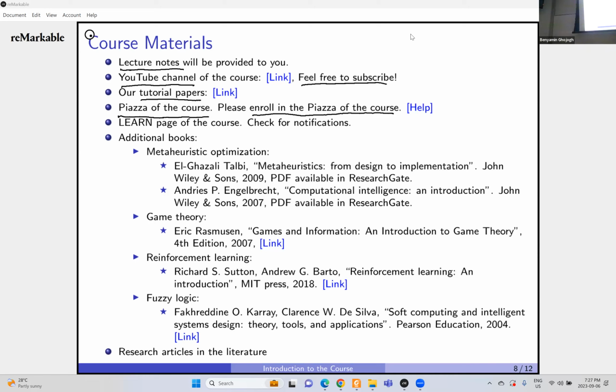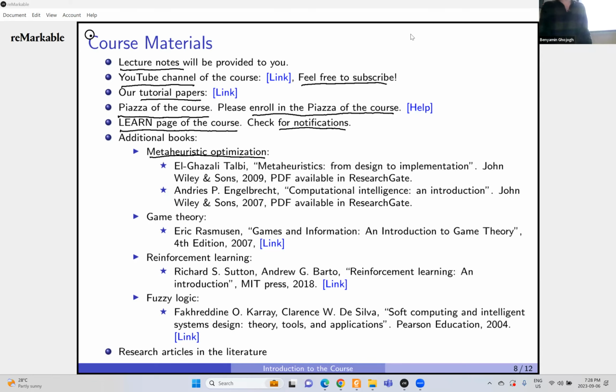We have the Learn page. Check for the notifications. There are some additional books for metaheuristic optimization. By the way, for this course, you don't need to read the books. They are optional, for more interested students. But I think the lectures will be self-explanatory.